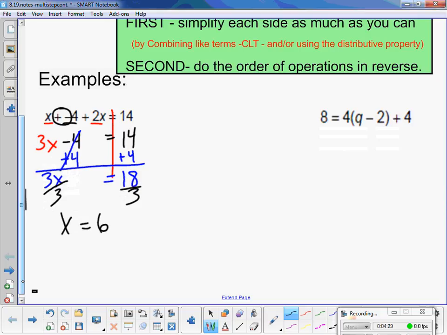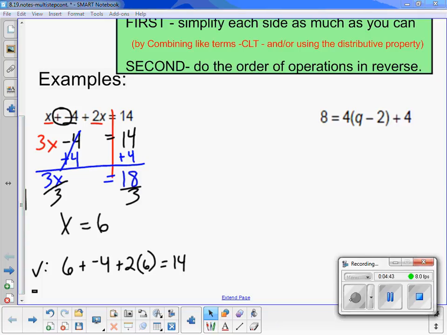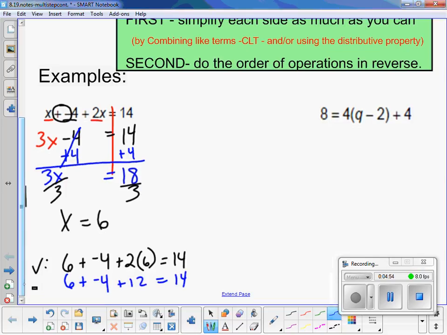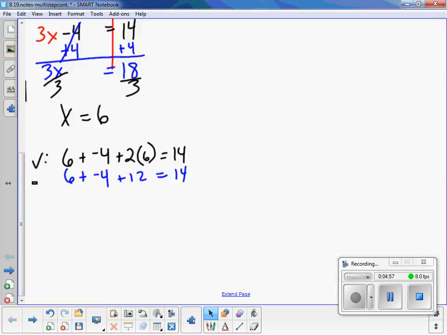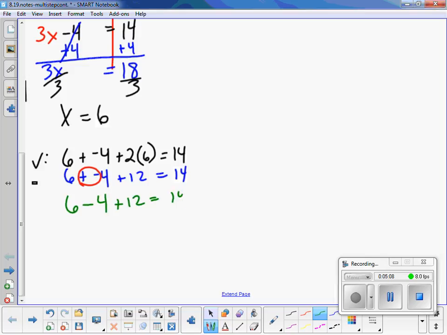To check it, instead of x, it's going to be 6 plus negative 4 plus 2 times x. Instead of x, it's 2 times 6 equals 14. And then looking at it, remember order of operations, so we do the multiplication first. 2 times 6 is 12 equals 14. Always remember when you have double signs in a problem, like right here, plus a negative is the same thing as subtraction. So this is like 6 minus 4 plus 12 equals 14.